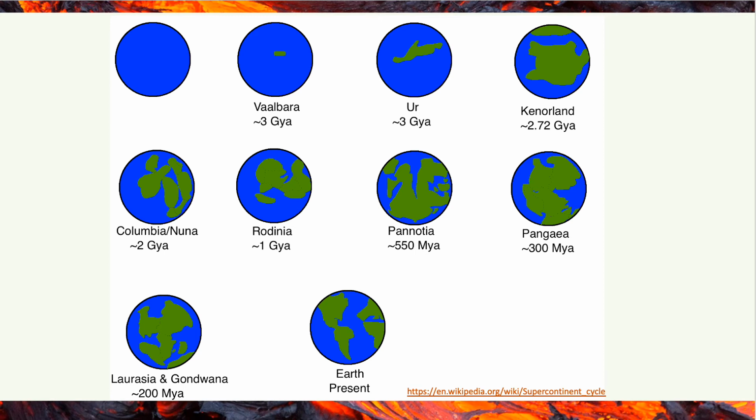We then very rapidly start accumulating continental crust to form Kenorland, and then eventually Columbia and Nuna, and Rodinia, Pannotia, and then finally Pangaea. And between each of these supercontinents were periods of time where parts of this were broken up into much smaller units of landmass before they were then reassembled into supercontinents again.